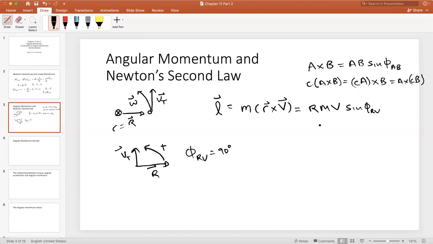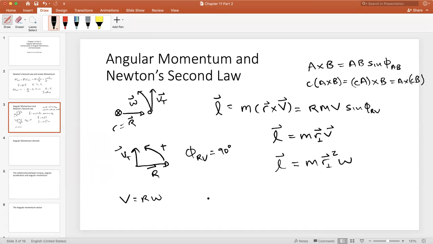Since this is sine of 90 degrees, L is usually more often written as M R V, where R and V are perpendicular to each other. So sometimes they'll write it as the perpendicular component of R times V. Another thing I want to note is that because R is constant, we know that V is equal to R omega. If I plug that in here, I get that L is M R perpendicular squared times omega.